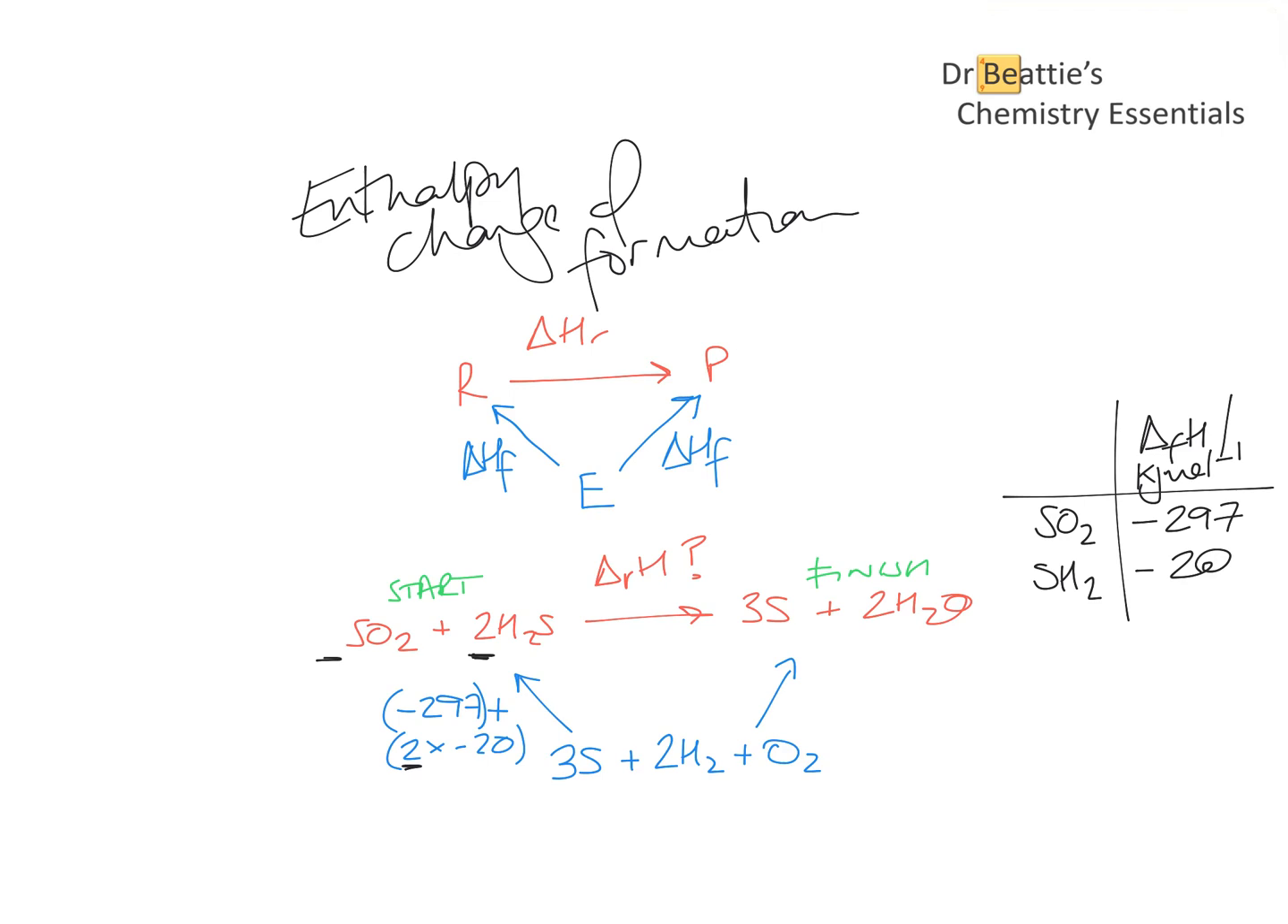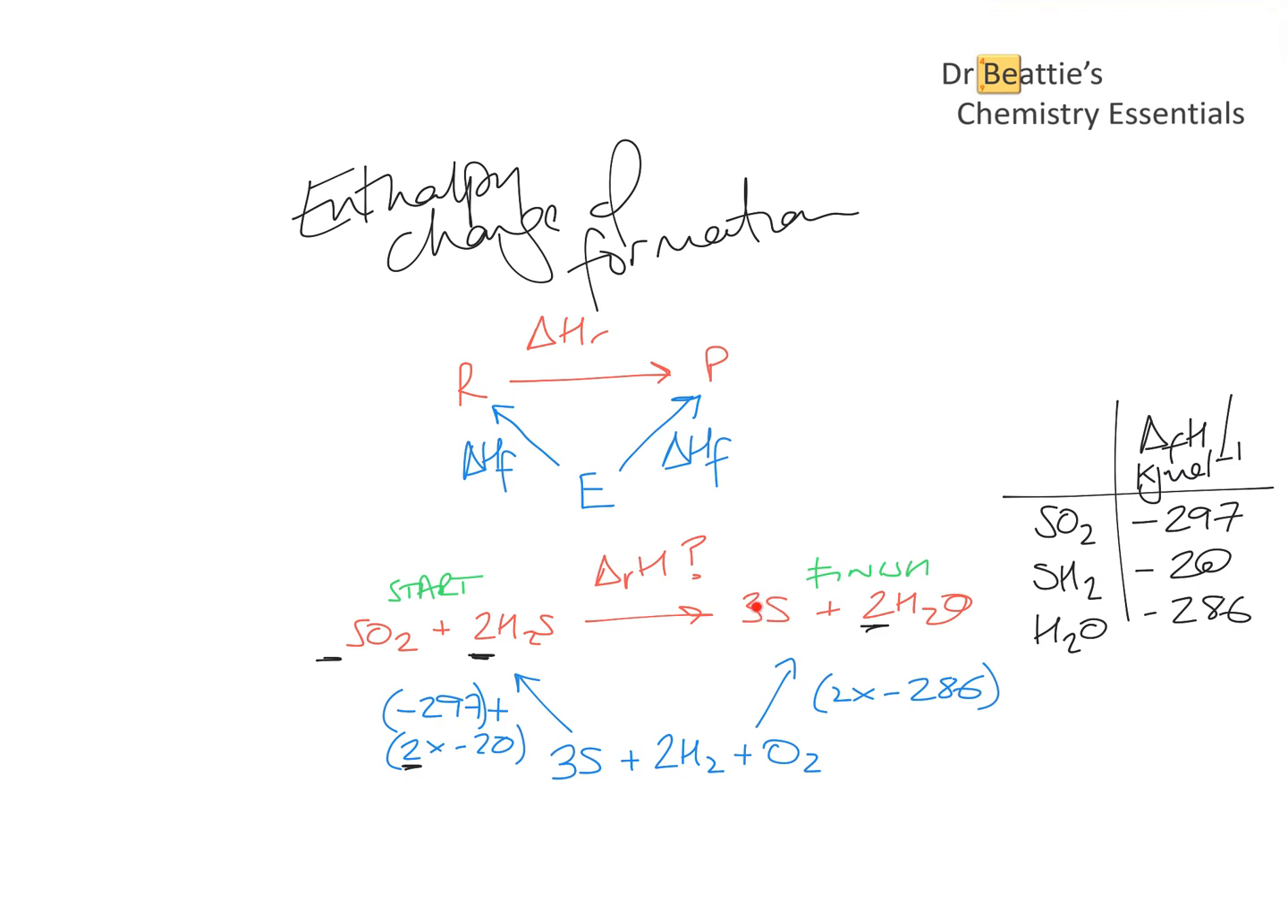The final bit of information that we need to know is what H2O is, and that works out to be -286. This allows us to start working out this arrow here. We've got 2 moles of water here, due to the big 2 in front of here. So I know that we need to have 2 times -286 on this arrow here.